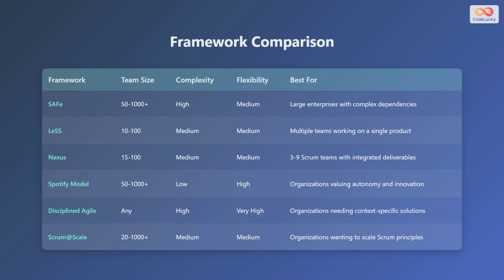Disciplined Agile can be used by any size team, has high complexity and very high flexibility, making it ideal for organizations needing context-specific solutions. Finally, Scrum at Scale is suitable for teams of 20 to 1,000 plus, has medium complexity and flexibility, and is for organizations wanting to scale Scrum principles.